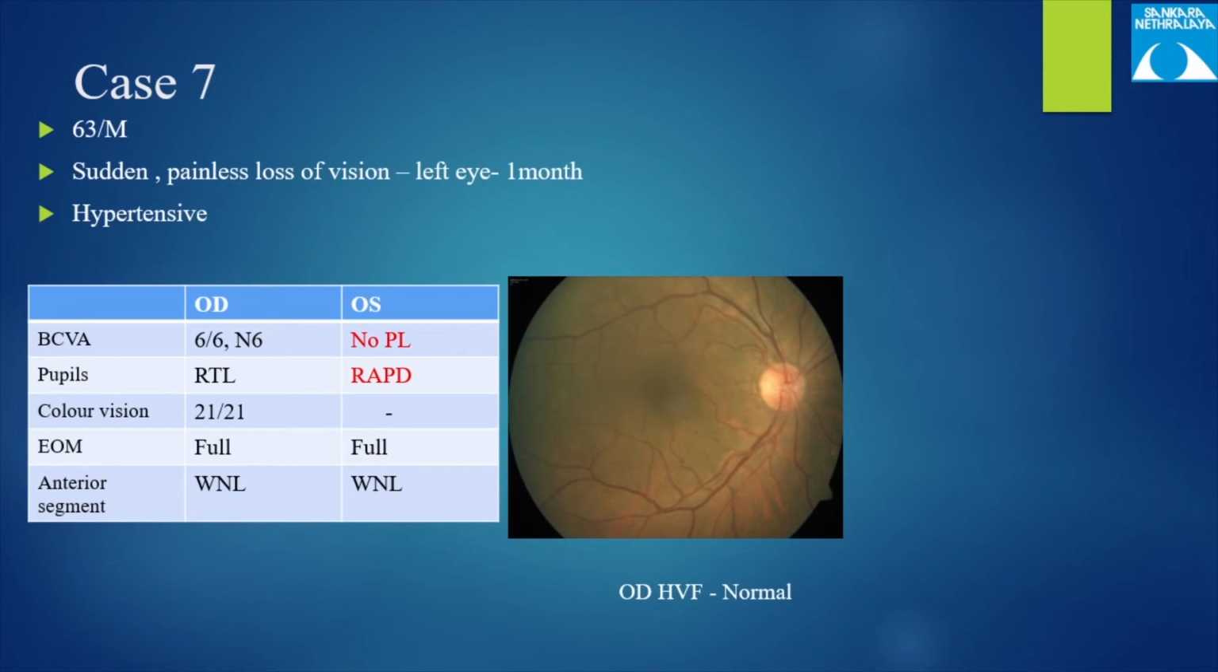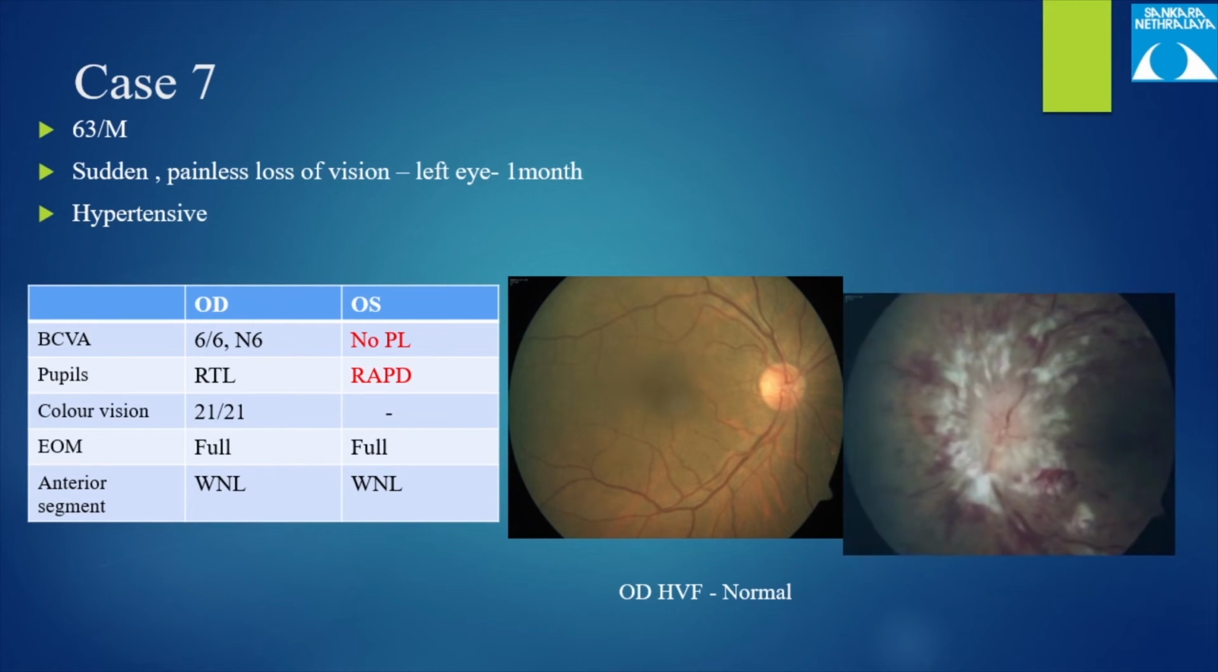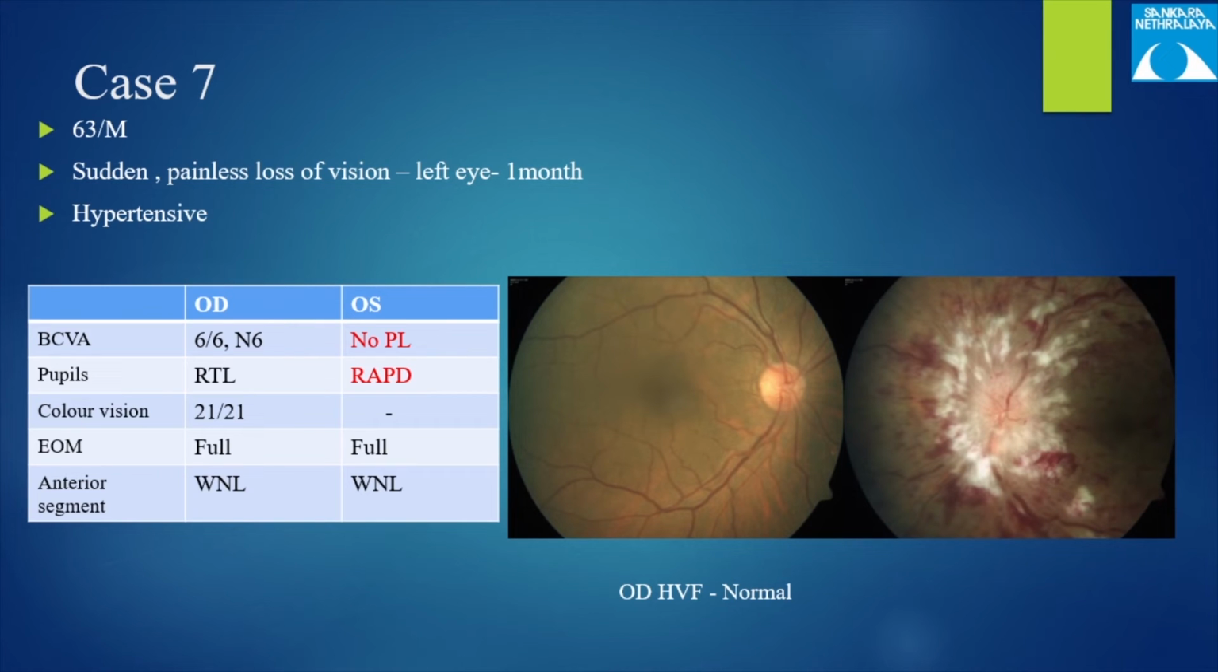Next, we have a 63-year-old male who presented with sudden but painless loss of vision in the left eye since a month. The right eye was normal. In the left eye, his vision was no PL. This is his fundus photograph. Can anybody describe this fundus appearance?